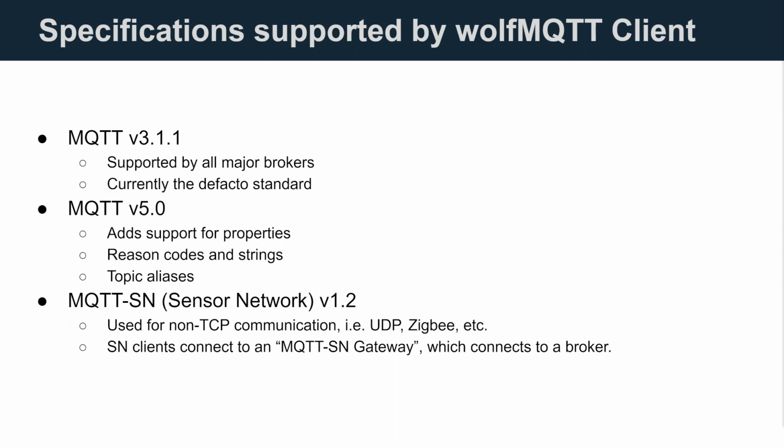Version 5 was completed in March of 2019. It adds support for properties to be sent along with the command packets. Properties are a simple way to add custom metadata in the form of key pair values. These can be used, for instance, to describe the format of the payload data.